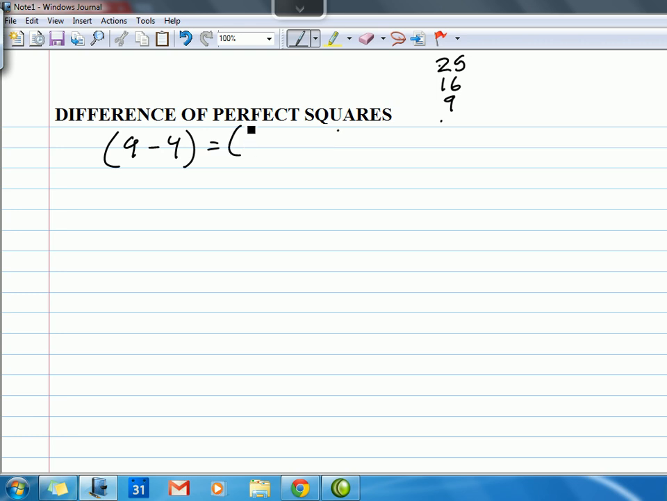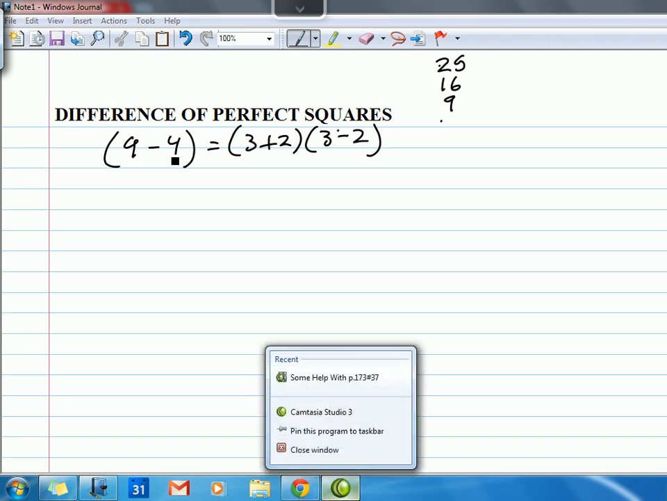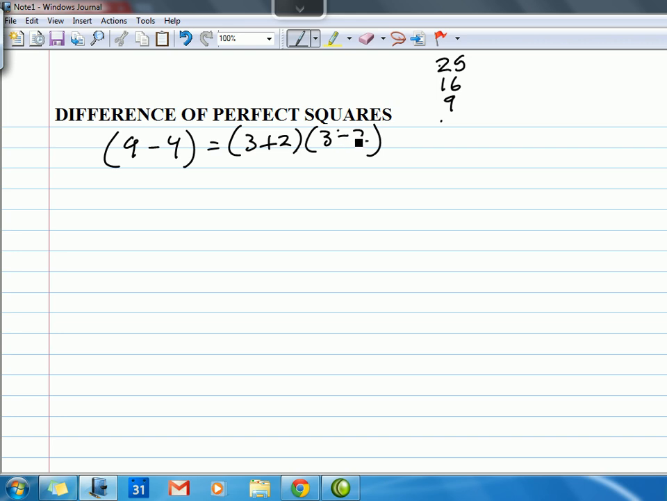What you'll see with these is that if you do 3 plus 2 and 3 minus 2, and multiply those two things together, you're going to get what 9 minus 4 is. So 9 minus 4 is just going to give you 5, right? 3 plus 2 is 5 times 1 is going to give you 5 as well. There's a whole bunch of good things to do with that.